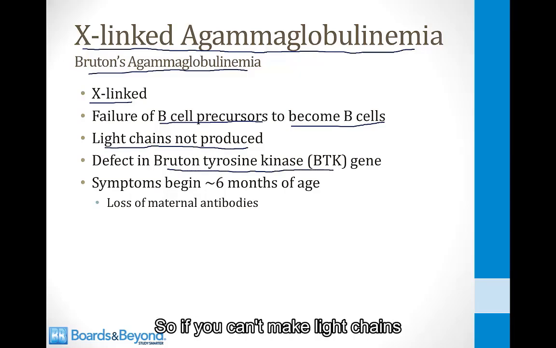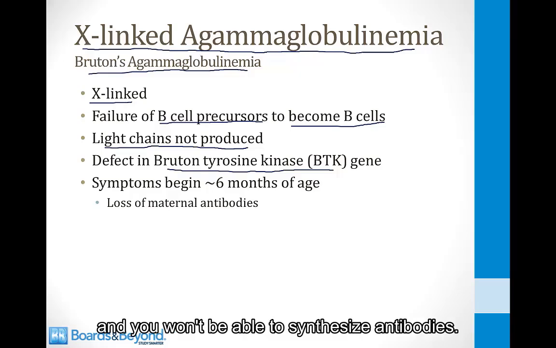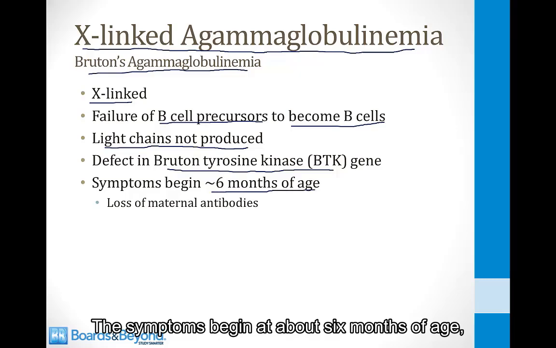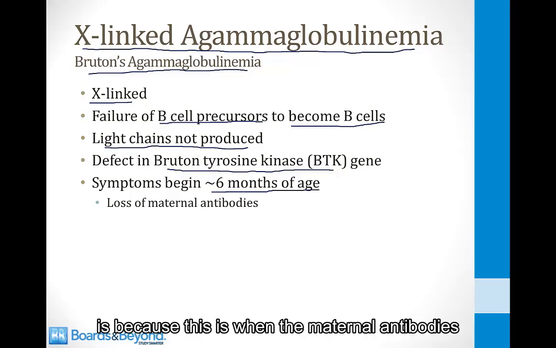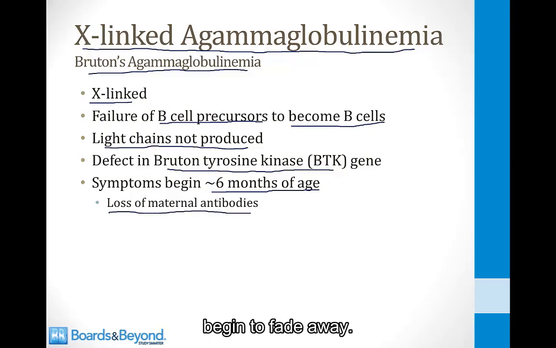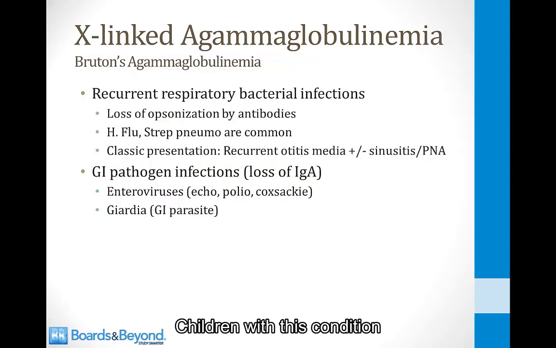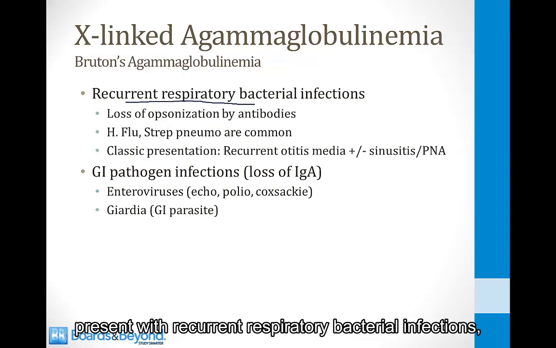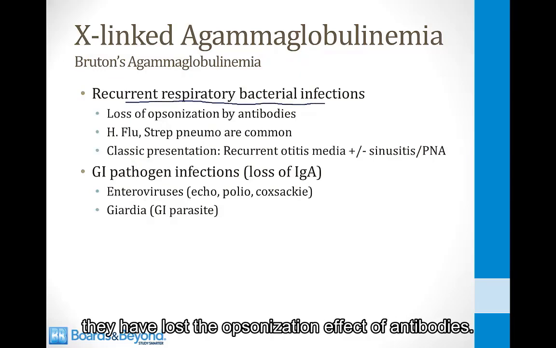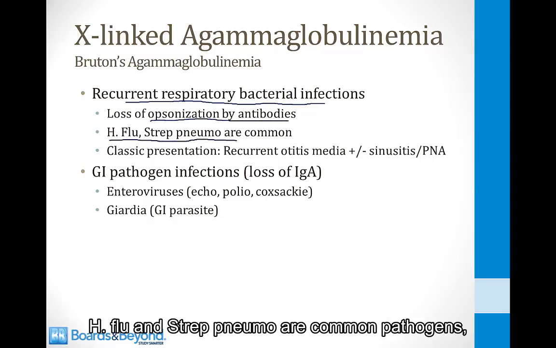So if you can't make light chains, you won't have receptors on your B cells and you won't be able to synthesize antibodies. The symptoms begin at about 6 months of age, and the reason they occur at this age is because this is when the maternal antibodies begin to fade away. Children with this condition present with recurrent respiratory bacterial infections. They have lost the opsonization effect of antibodies. H. flu and strep pneumo are common pathogens.